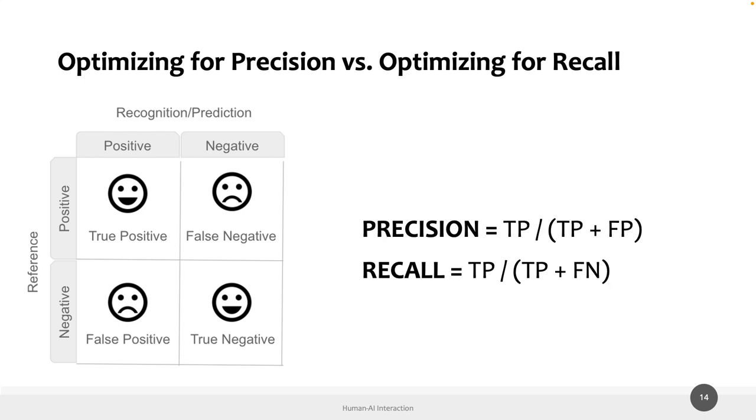And to measure if your system works, you have many different metrics, but probably the simplest ones are precision and recall. So do you know what precision and recall are? Hopefully, yes. Can you explain?